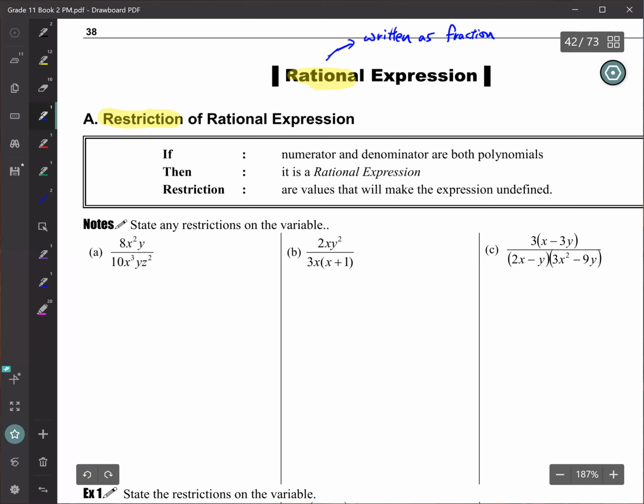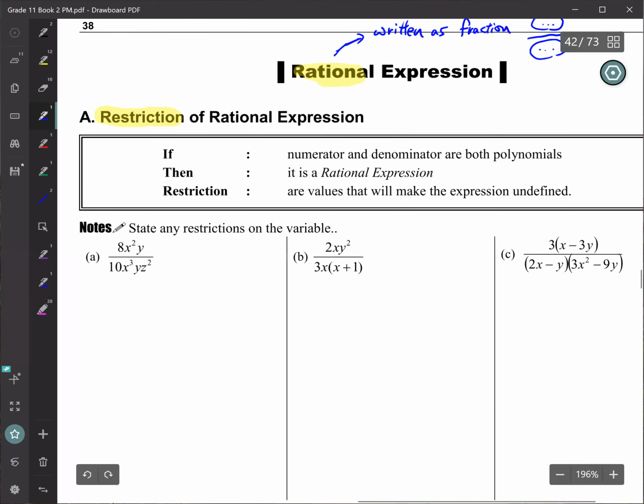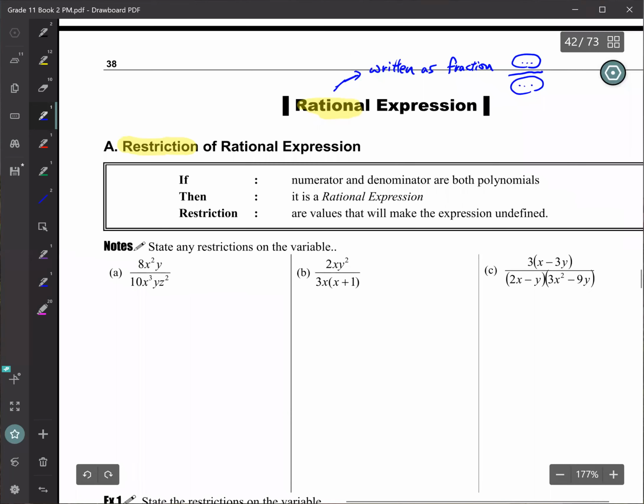So a fraction has something on the top and something at the bottom. Before, it was just numbers. Now we have variables, so it's an expression. Let's look at the definition here. If the numerator and denominator are both polynomials, then we call it a rational expression. And restriction means the values that will make the expression undefined.